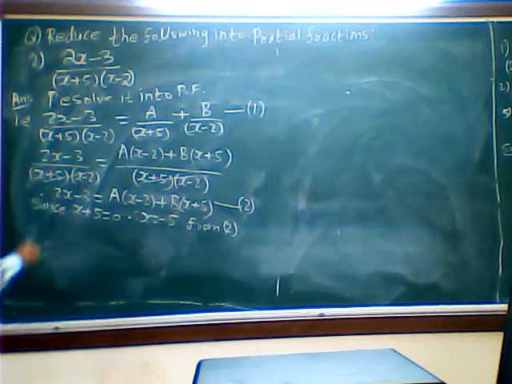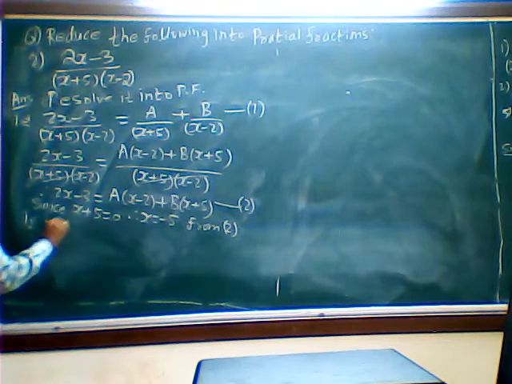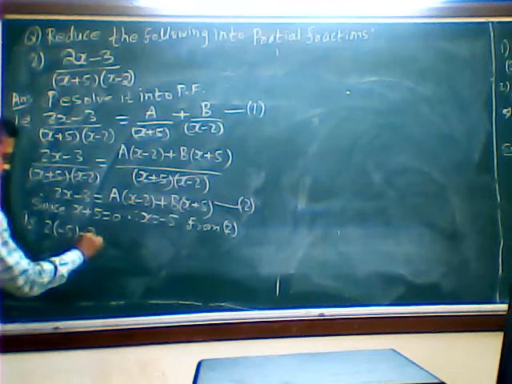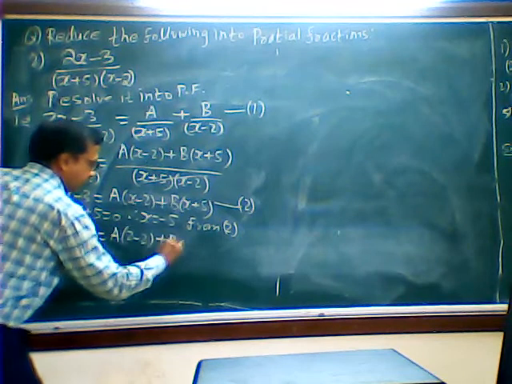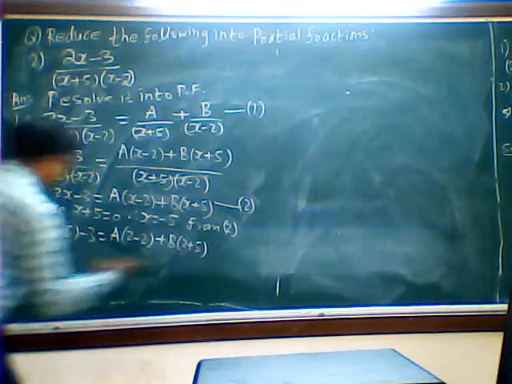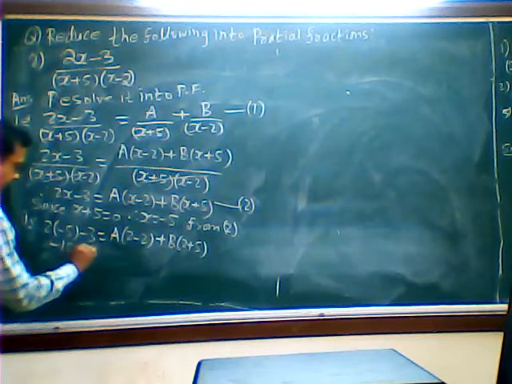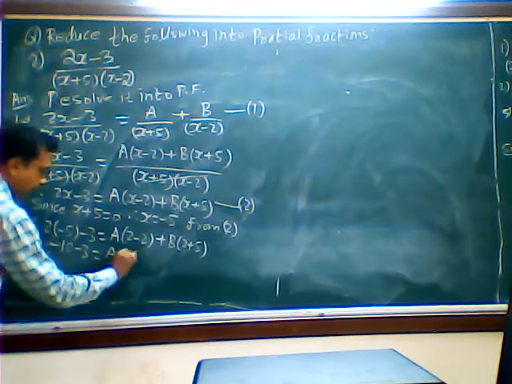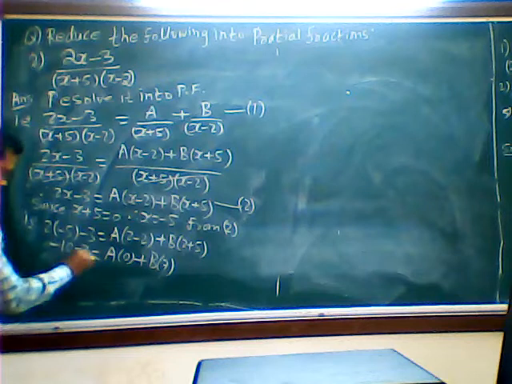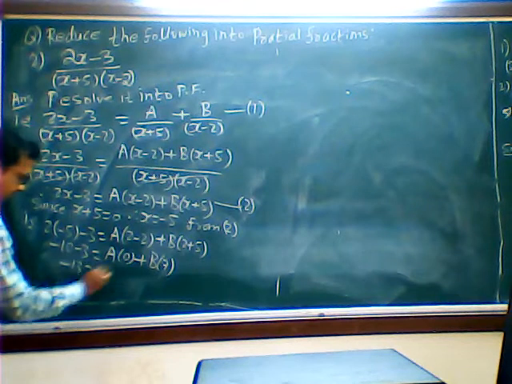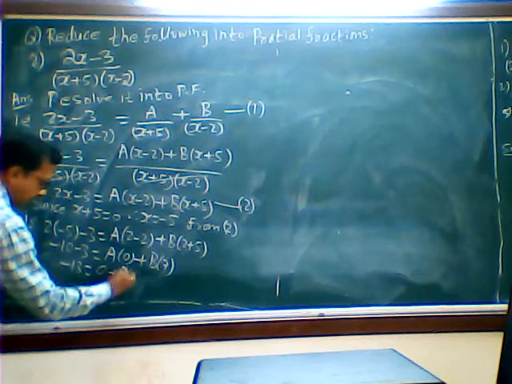That is 2 into minus 5 minus 3, equals A into 2 minus 2 plus B into 2 plus 5. That is minus 10 minus 3, equals A into 0 plus B into 7. Minus 10 minus 3 is minus 13. A into 0 is 0, so 7B.